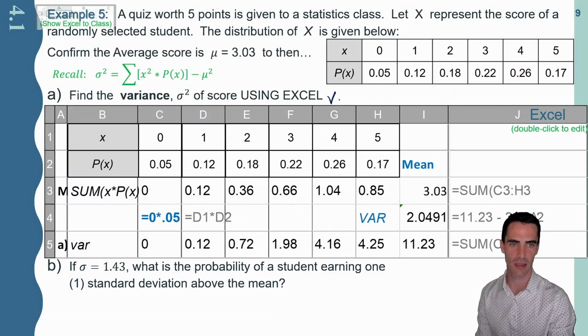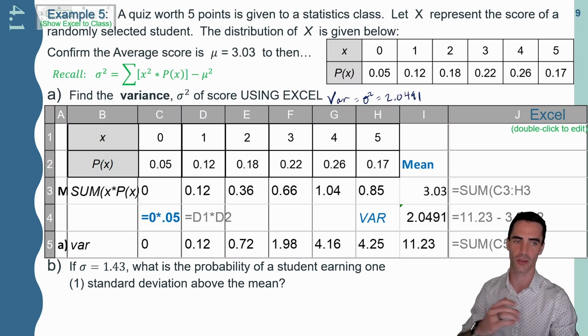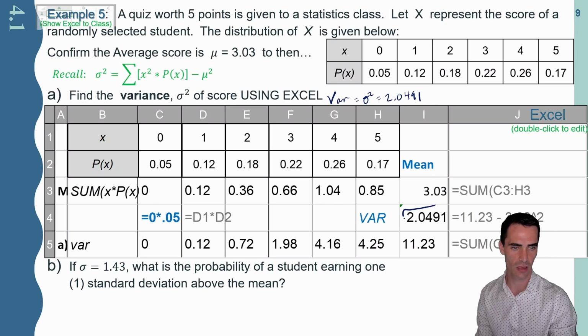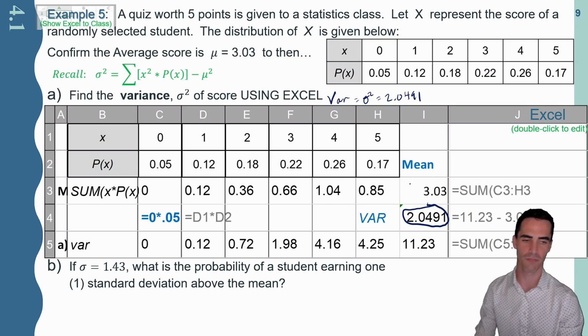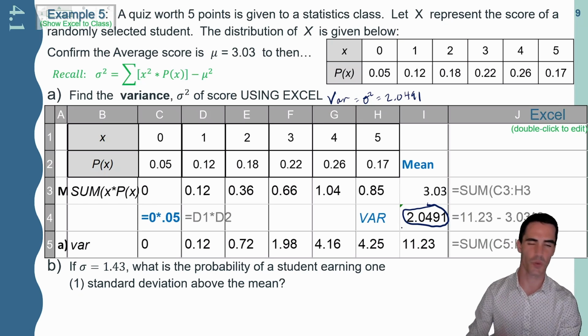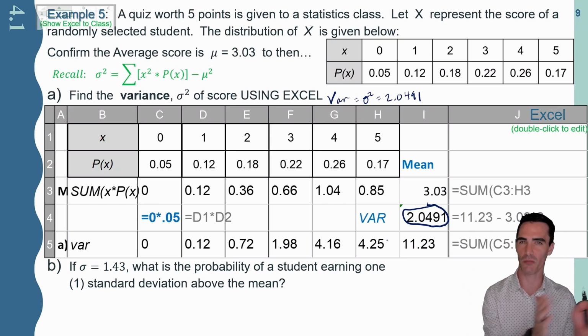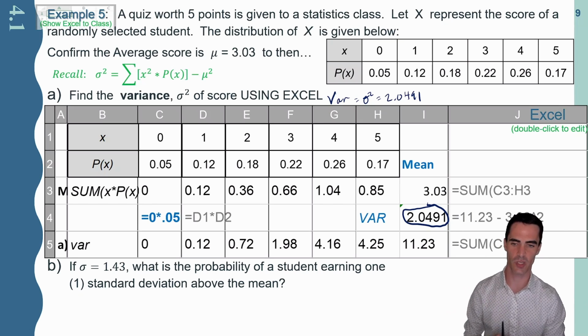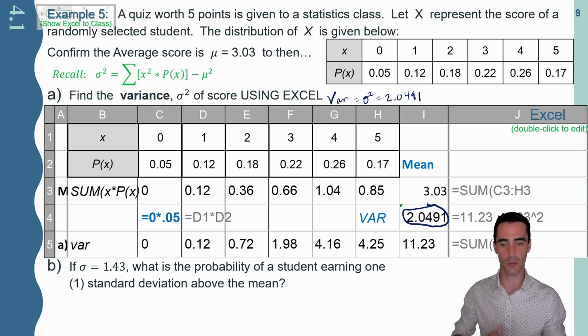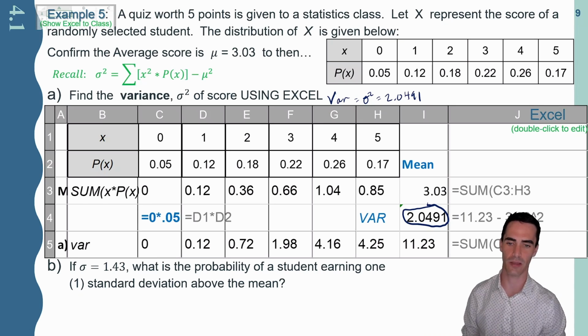I finally get my variance, or my sigma squared, is 2.0491, or you can simply copy and paste the value that we calculated before. There it was, there's our variance. So what can you do with variance? Again, variance is a measure of spread, how wild your data is. So maybe we could compare different tests or different quizzes in this case and compare their spread, and maybe that would tell us something about either the students or the test that we're creating.